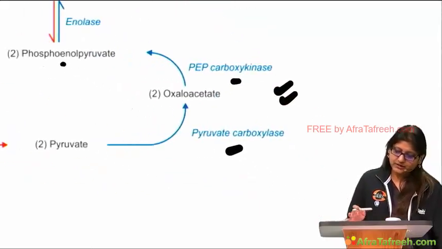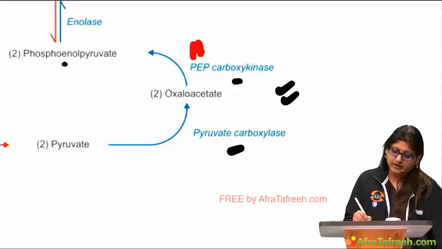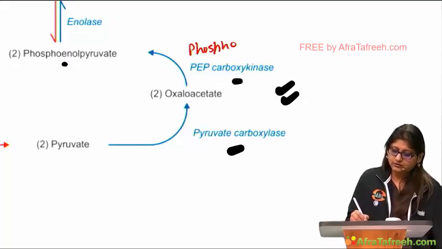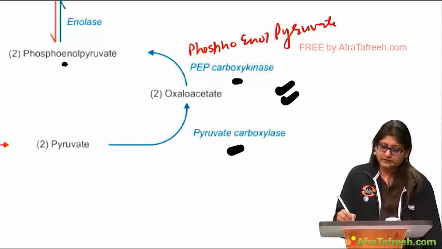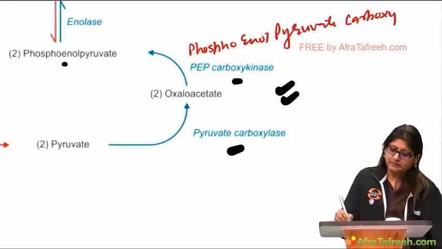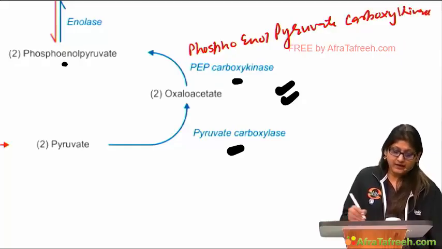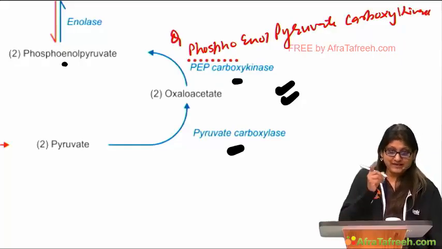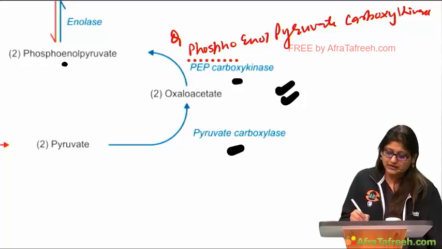PEP carboxykinase is phosphoenol pyruvate carboxykinase, children. If you want me to write the full name of this enzyme, I will write phosphoenol pyruvate carboxykinase enzyme. It's a favorite name for your examiner. They'll ask you what it is going to do. You say decarboxylation, right?